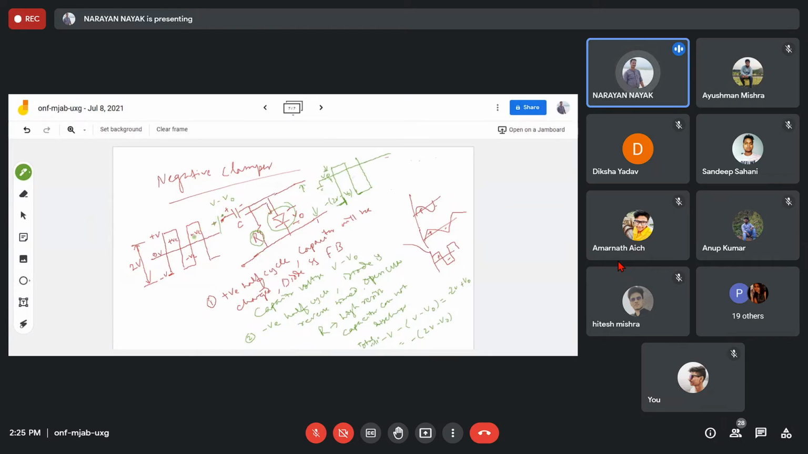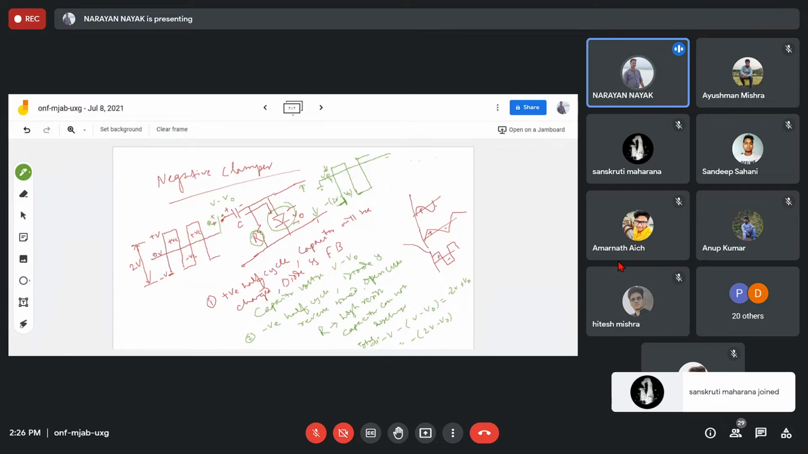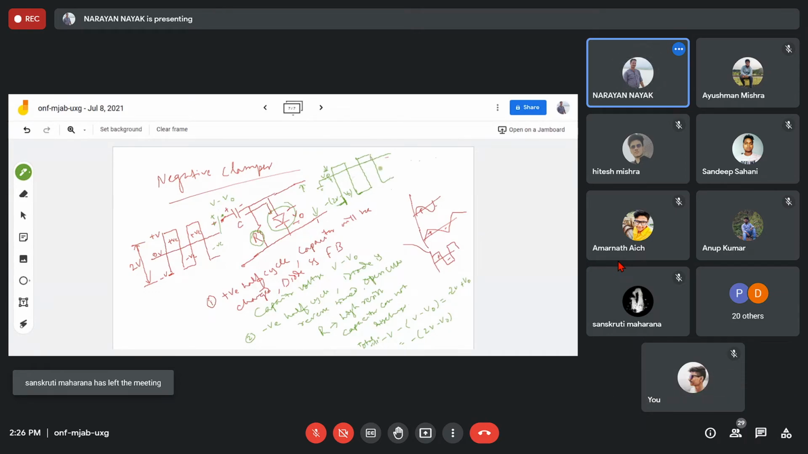Then after, again the positive cycle will come. At that time the capacitor is in the charged condition and the diode is forward biased, so the V0 will appear here. Again the negative half cycle will come, and the diode is again in the reverse bias condition. The total voltage is minus 2V plus V0. So like this you will get.